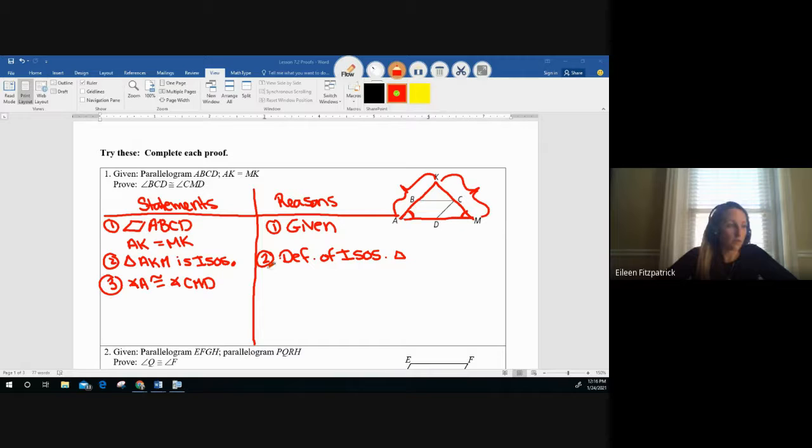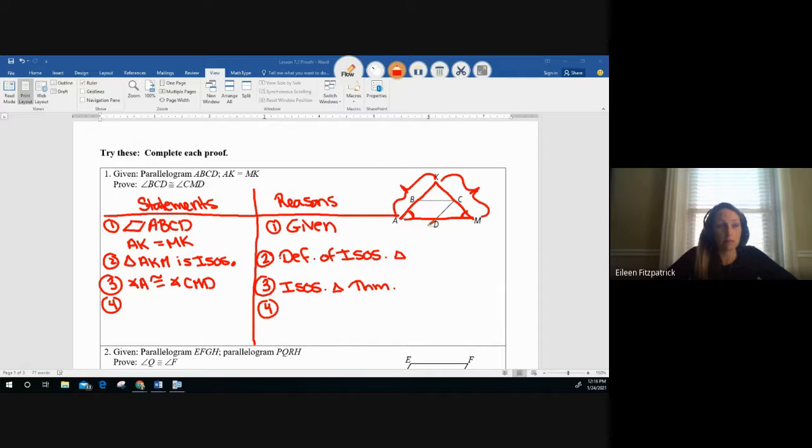And how do I know that? They're the base angles of an isosceles triangle. That's the isosceles triangle theorem. Or you could just say base angles of isosceles triangle are congruent because that's what the theorem says. All right, so I need to somehow bring this angle into the proof. I already have this angle in the proof, but now I need to somehow introduce this angle, angle BCD, into the proof.